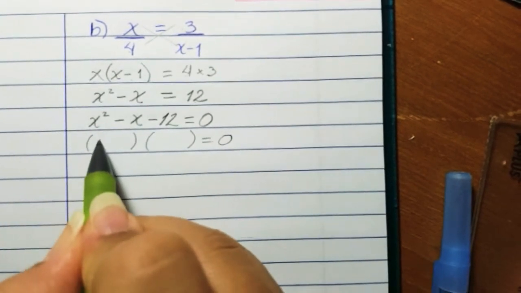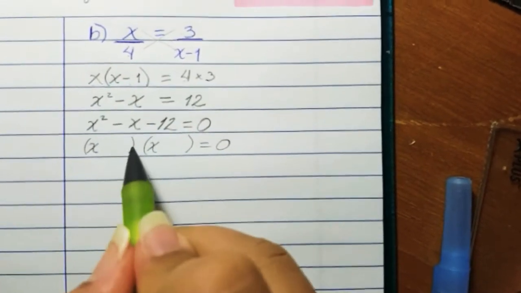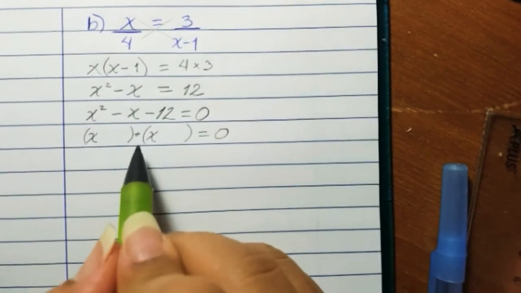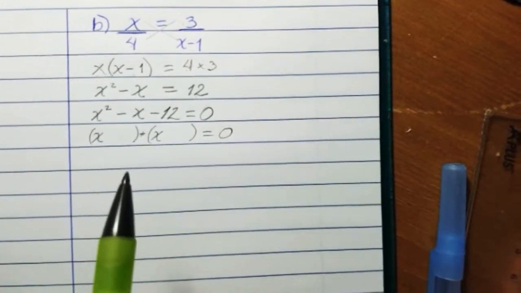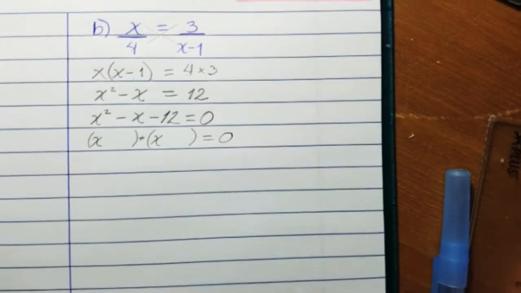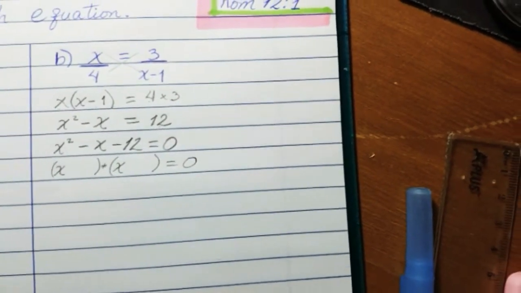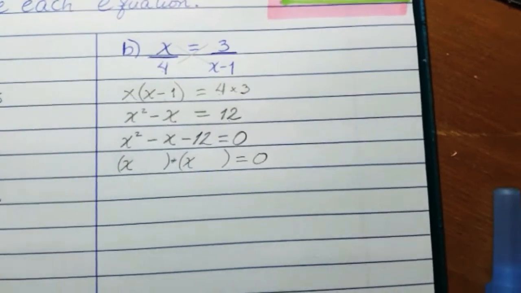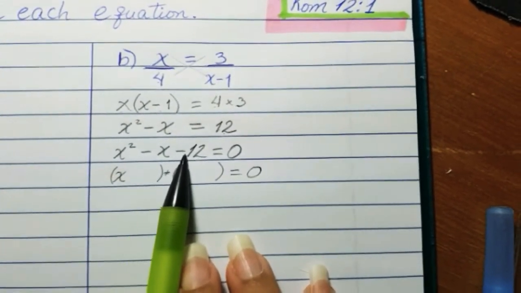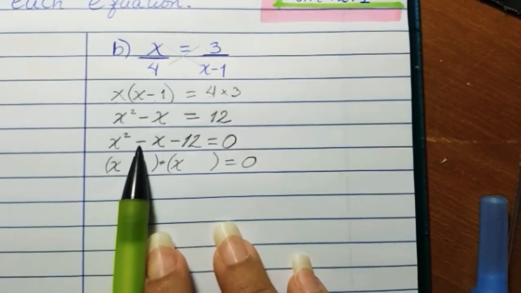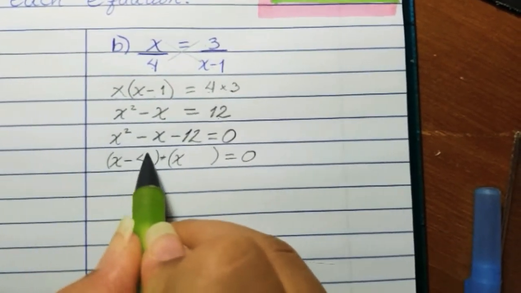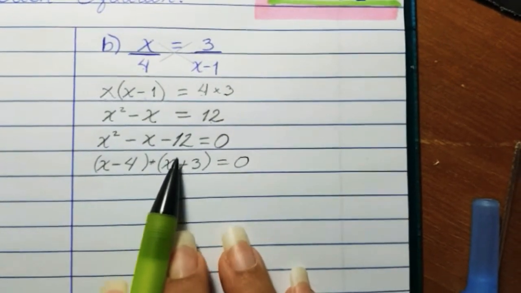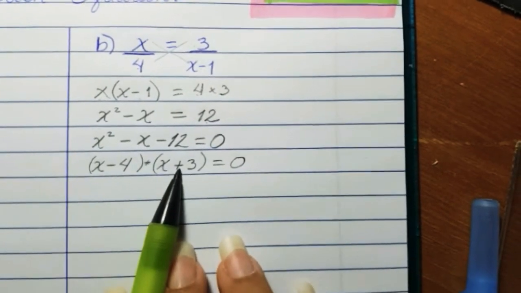The square root of x to the second power is x on both parentheses. Remember, here you have a times. It doesn't matter if you don't put it. When you have two parentheses next to each other, it means multiplication. So now we need two numbers that multiplied result in negative 12 and added result in negative 1. So that would be negative 4 times positive 3. Let's check that. Negative 4 times positive 3, negative 12. Negative 4 plus 3, negative 1.